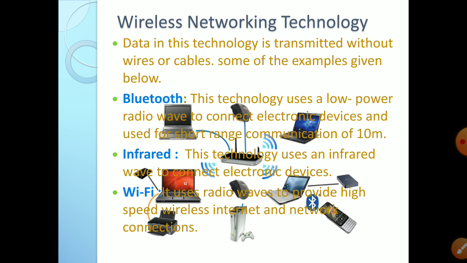First one is Bluetooth. This technology uses low power radio waves. There is a transmitted Bluetooth chip to connect electronic devices, and it can connect up to 8 devices typically. And in this, a line of sight between communication devices is not required.